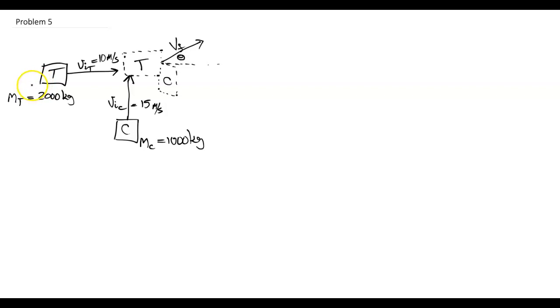We want to find some velocities here to help the insurance adjuster. So one thing we can say is momentum is conserved even though the two vehicles get stuck. This is an inelastic collision.